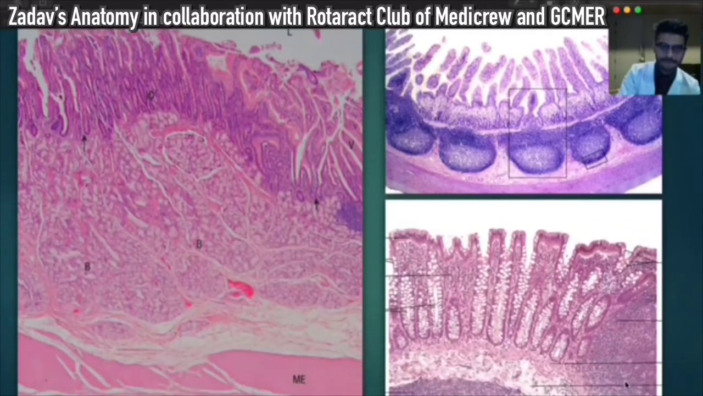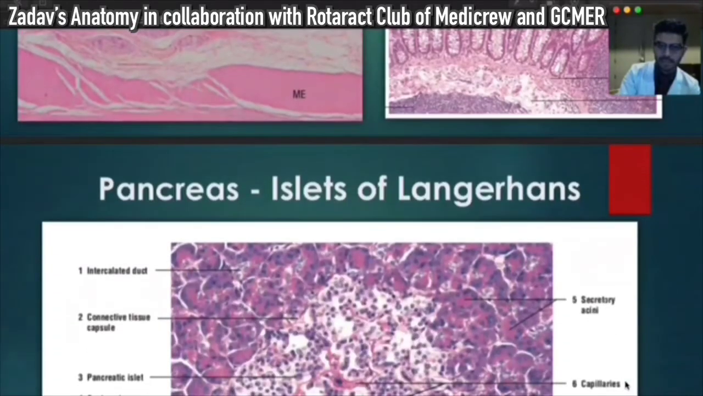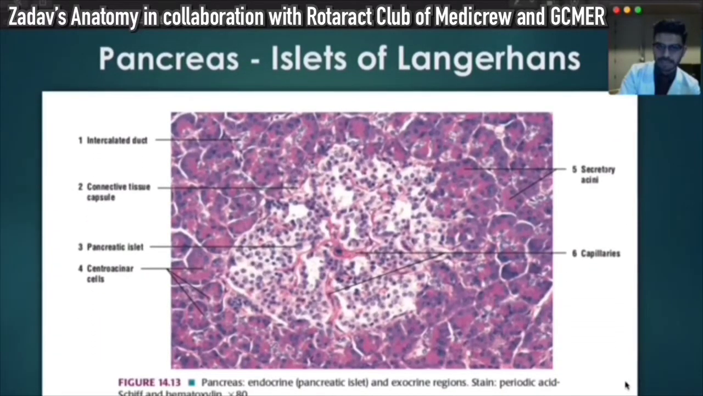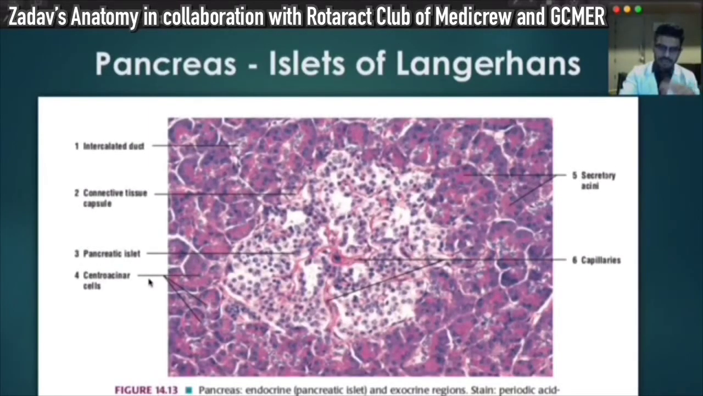Okay? Alright. Now I'm going to go to the endocrine tissue that is seen in the pancreas, and this is known as the islets of Langerhans. Pale staining islands lying in between the pancreatic acini, and these are known as islets of Langerhans.